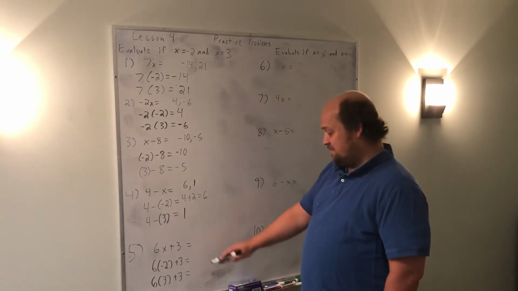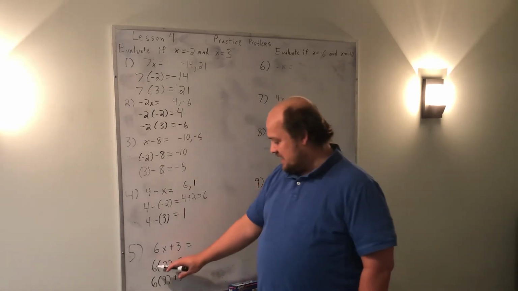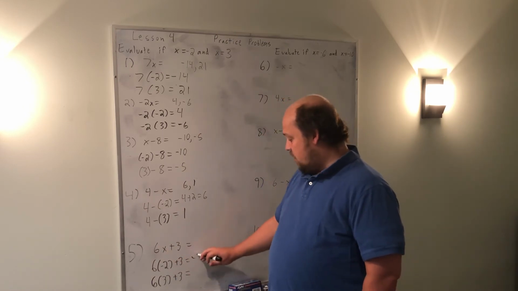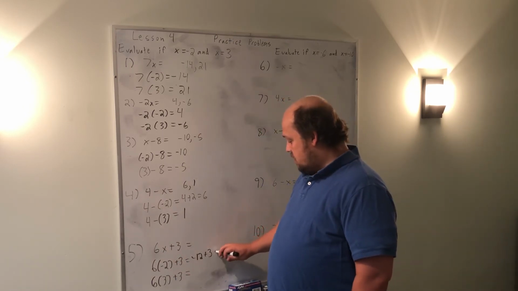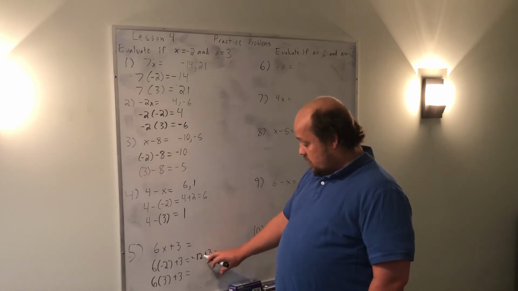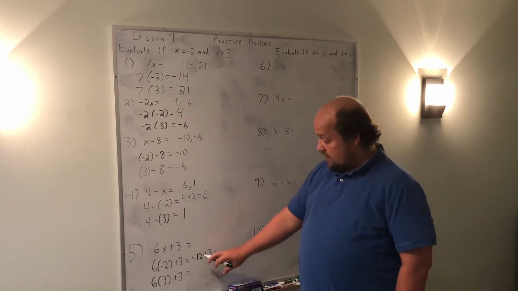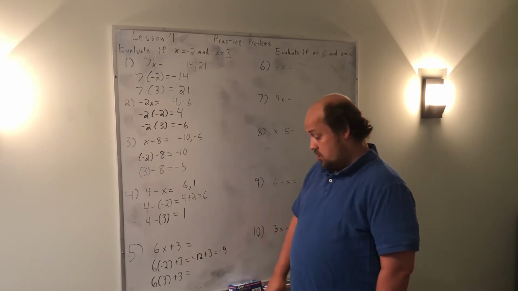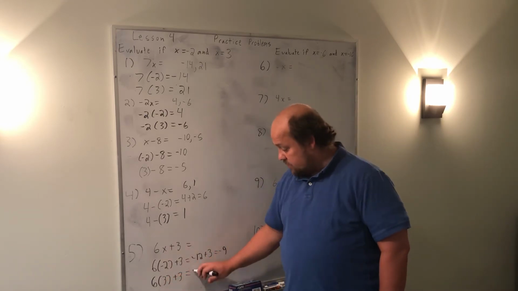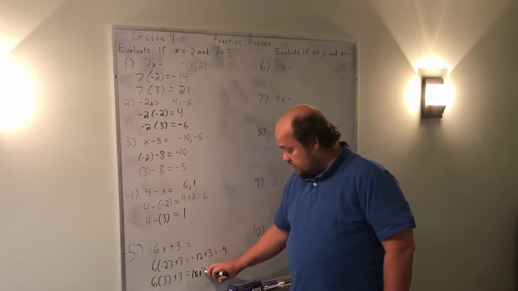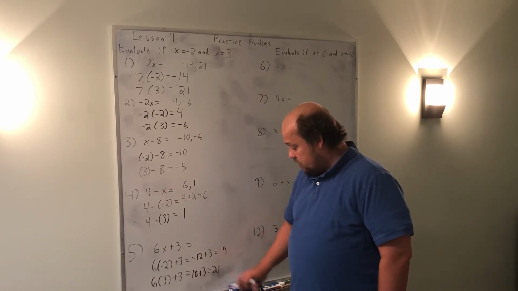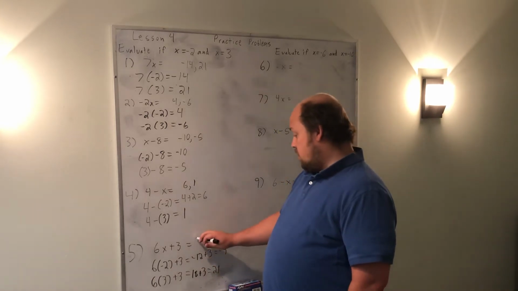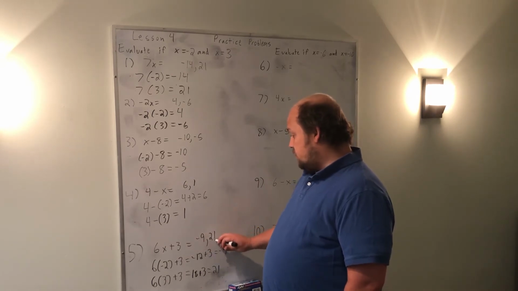That's why this really should have been 6, comma 1. Apologies for that. Down here, when I do 6 times -2, I get -12 plus 3. These are different signs, so I subtract them. 12 minus 3 gives me 9, and the negative was with the biggest number. When I do 6 times 3, I get 18, plus 3 gives me 21. So my final answer here would be -9, comma 21.